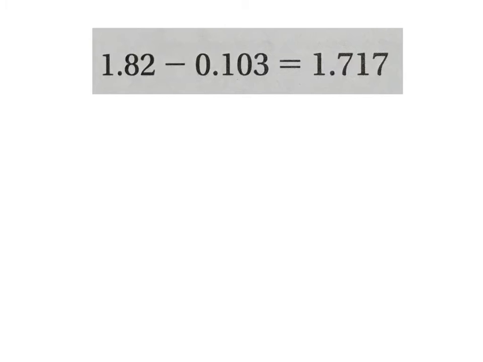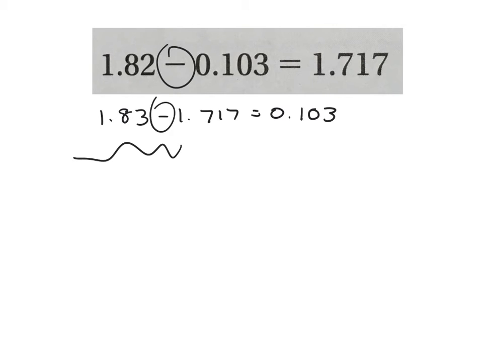Let's look at another one. This time we start off with subtraction. So if this is subtraction, we're subtracting from 1.82. We know that 1.82 has to be the largest number of those facts that are given. So we need 2 subtractions and 2 additions. So we can say 1.82 minus 1.717 will give us a difference of 0.103. So we have our 2 subtractions, right? And all I'm doing is changing the order of the facts.